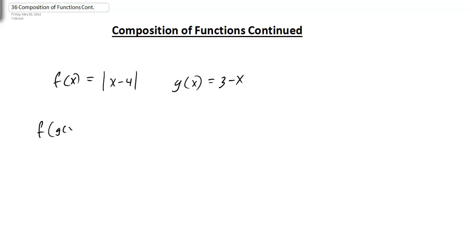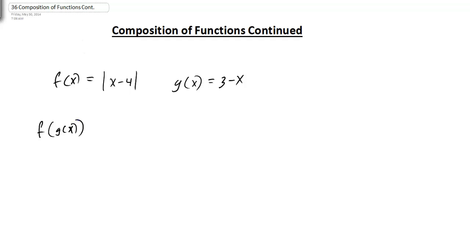In this video, I'm going to look at some more examples of our composite functions. So the first example we have here is f of x equals the absolute value of x minus 4, and g of x equals 3 minus x, and we want to find f of g of x.